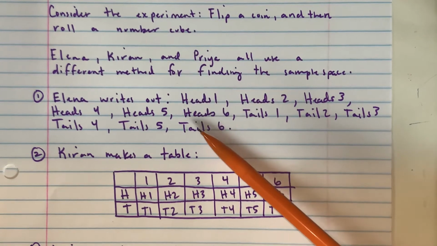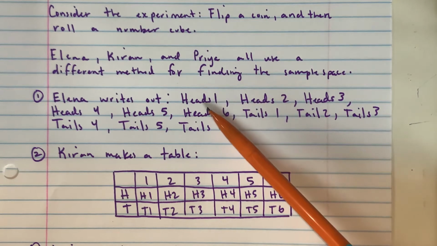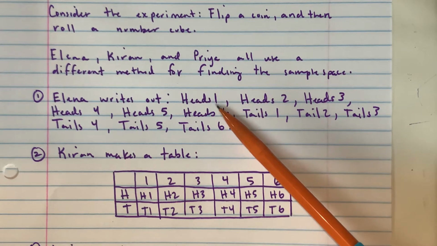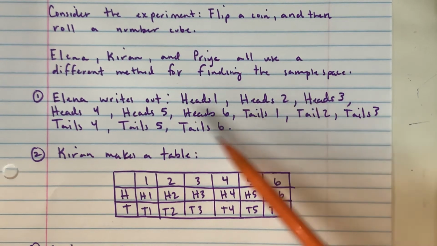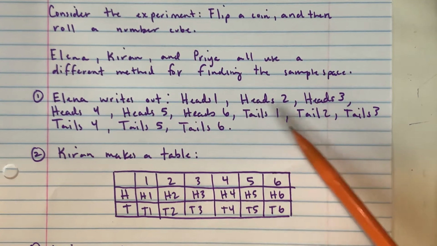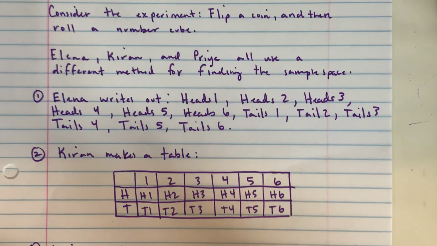So Elena decides to write everything out. She writes heads 1, heads 2. When I say that, it's like flipping a head and then also rolling a 1 on the number cube, because those are the two things that are happening in this chance event. Heads 2, heads 3, heads 4, heads 5, heads 6. She could flip a tails and get 1, 2, 3, 4, 5, 6. All right, so she just carefully wrote out every single possible outcome for her sample space.